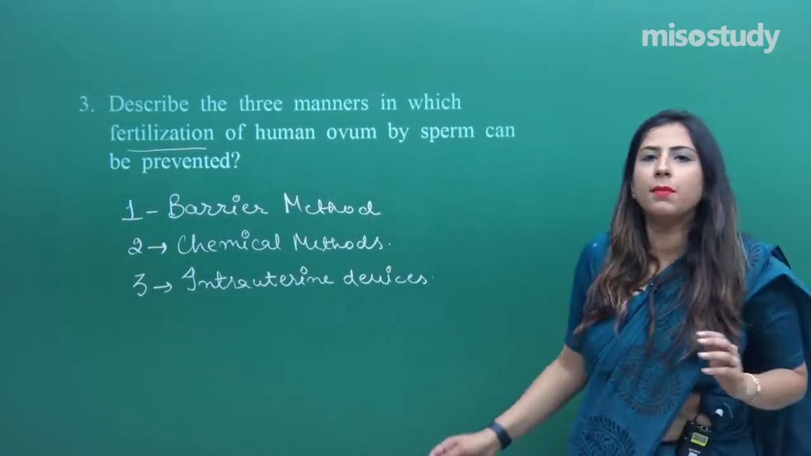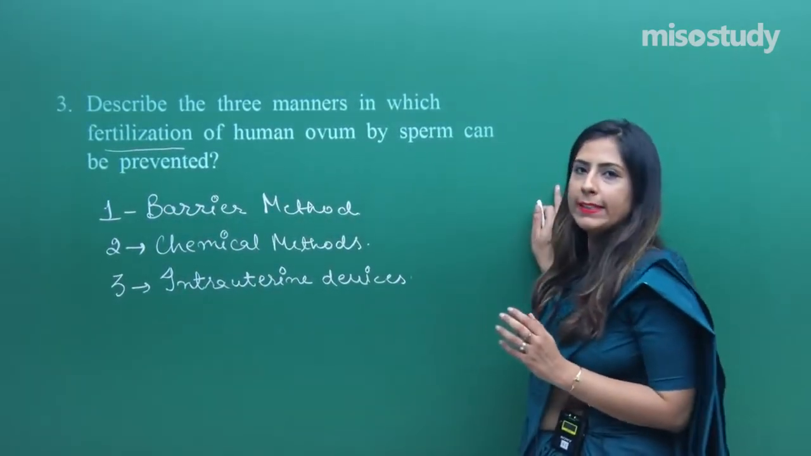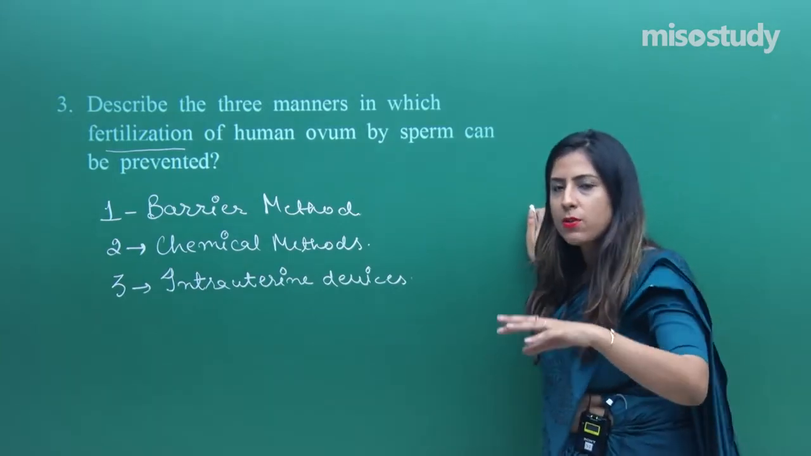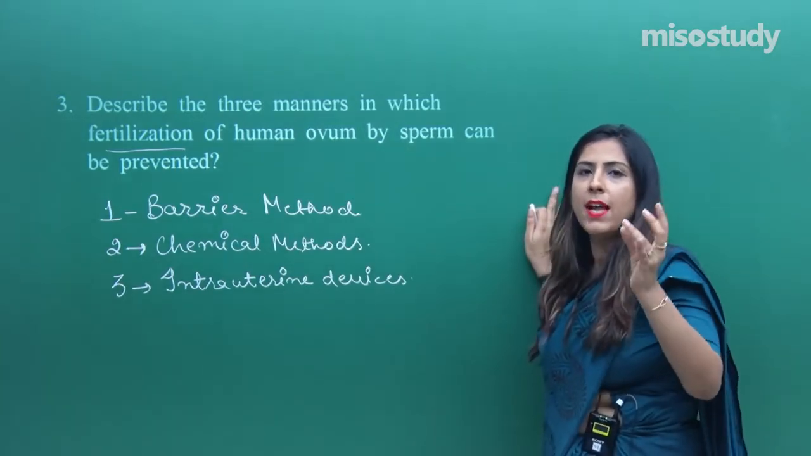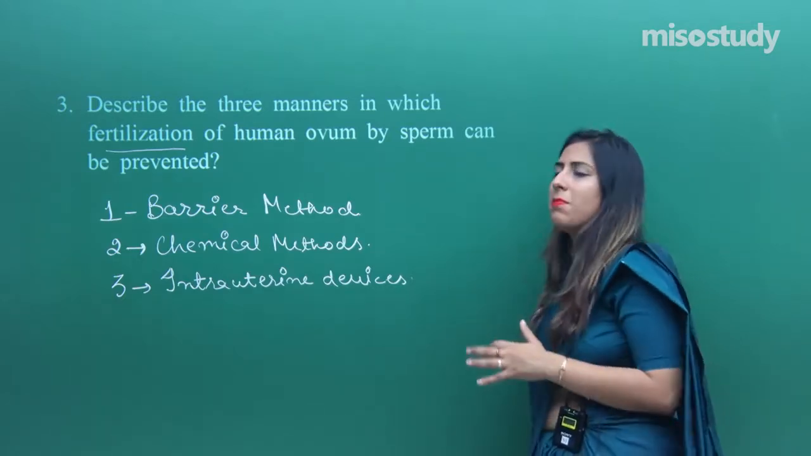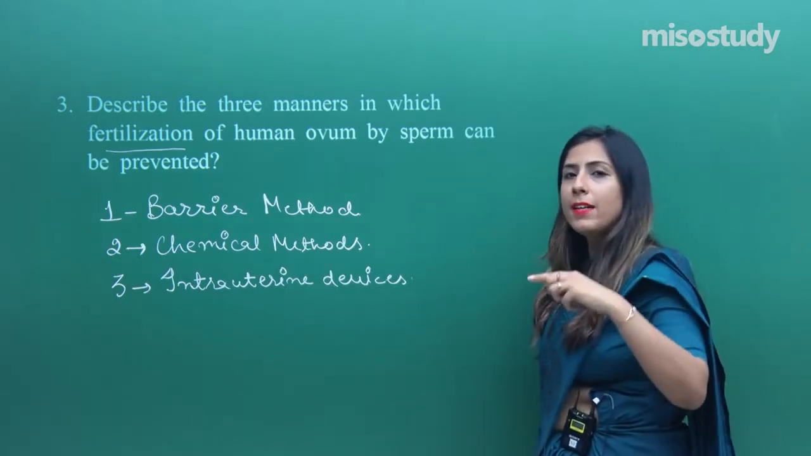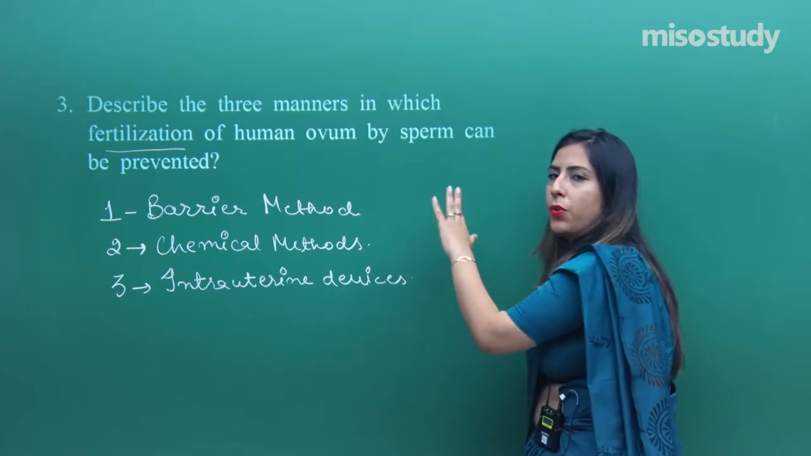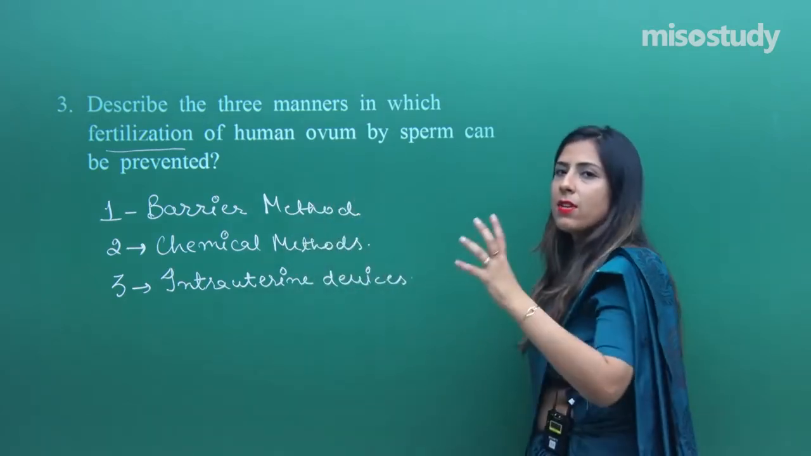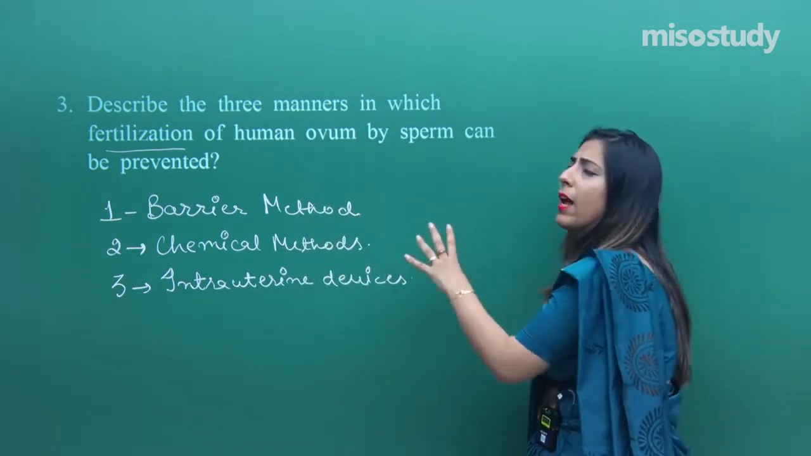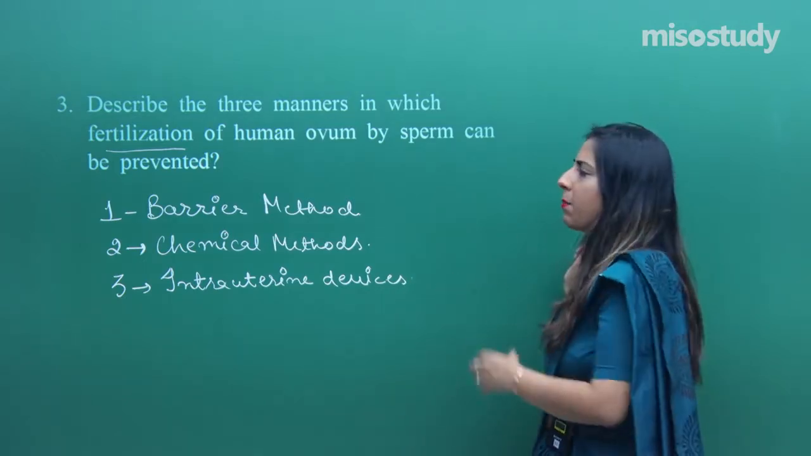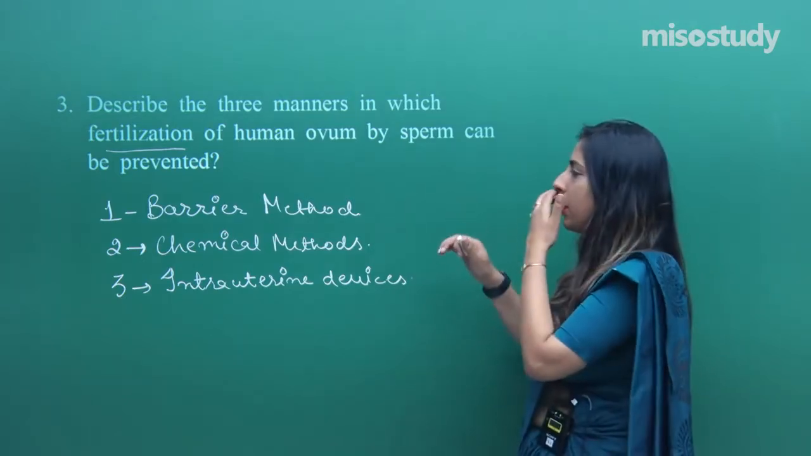There are so many other methods which you have already studied in my classes. There are some natural methods also, like the biological rhythm method and the coitus interruptus method. Those natural methods can also be mentioned over here. But I'm basically focusing on these 3 because they are very important, and students consider these 3 the typical ones.